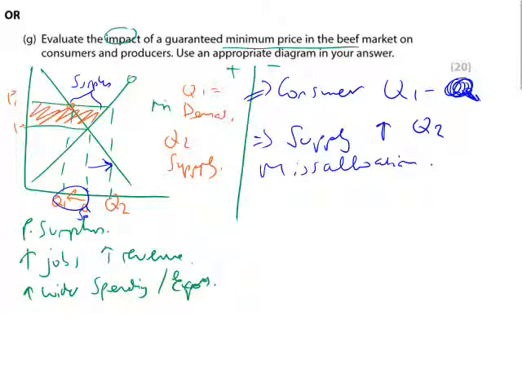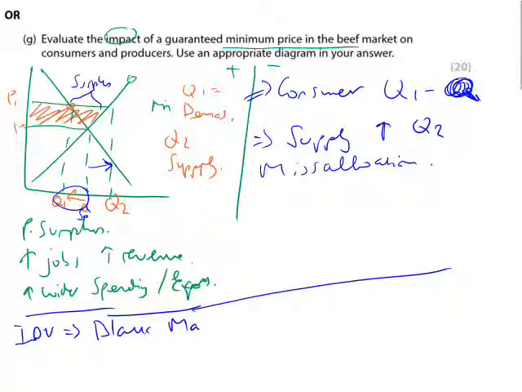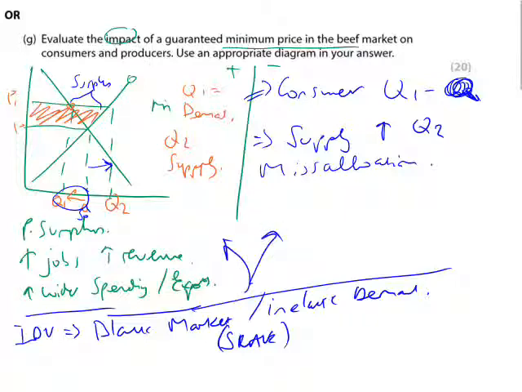In terms of other government failures that might occur, you also have things like the black market occurring. You might then also have inelastic demand, and the extent to which those two things happen in terms of scale might increase or decrease some of those costs or benefits.